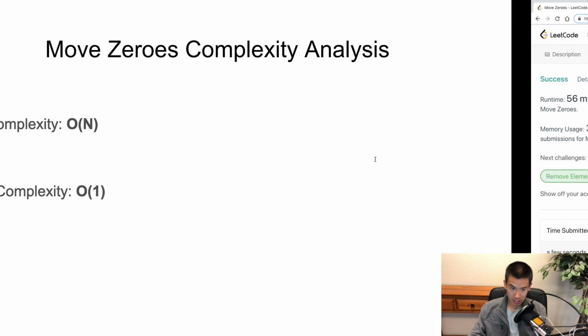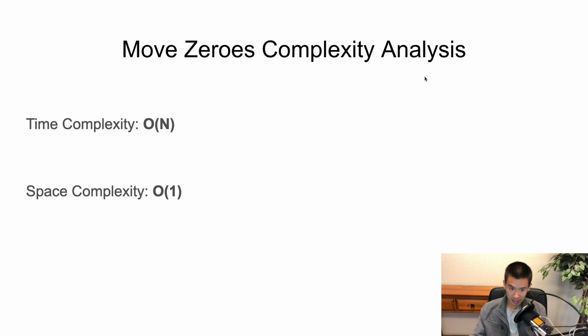So what is the move zeros complexity analysis? Time complexity is O(n), right? We have those for loops. And space complexity is O(1) because we modify the input array in place without creating a new array.